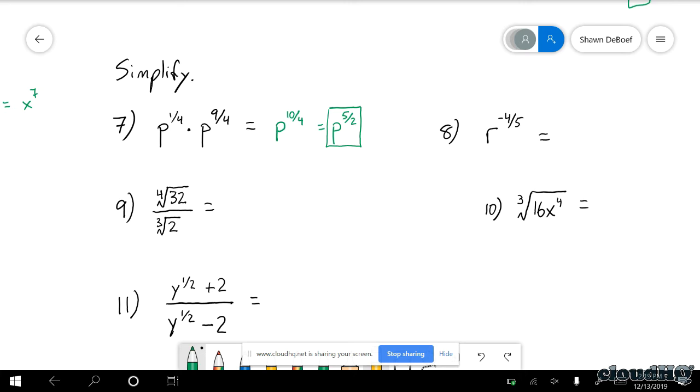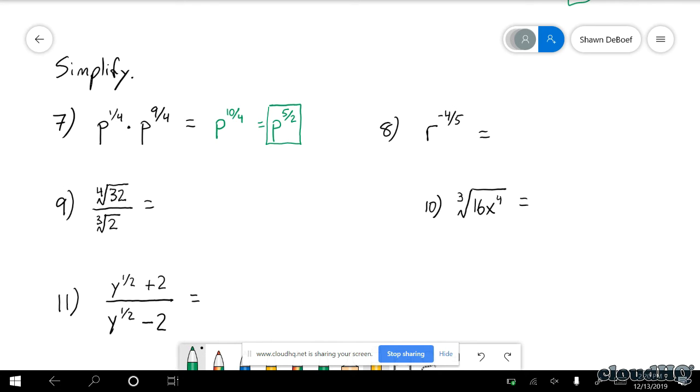A good rule of thumb is to make sure that your answer is in the same form that the problem was written in. Some of the problems will be written in radical form, like questions 9 and 10. Some of them are in exponent form, like 7 and 8. So try to match your answer to the same form of the problem unless it asks you to rewrite it. Okay, number 8. Here's a negative exponent again. So just like we did a little bit ago, I would move that to the denominator.